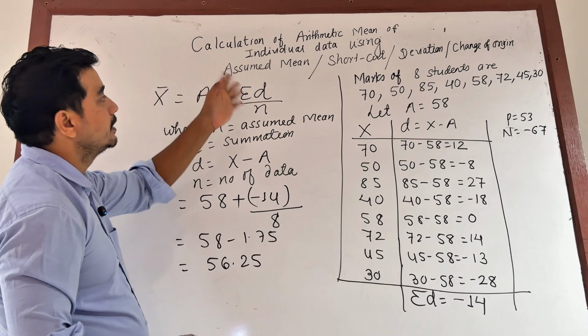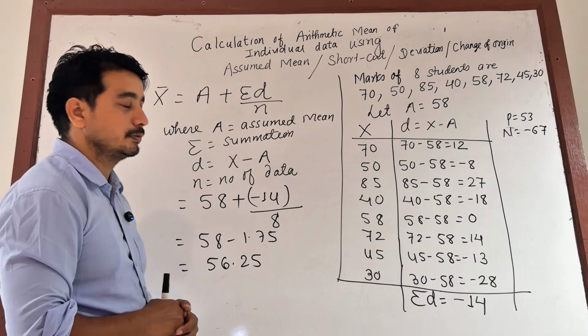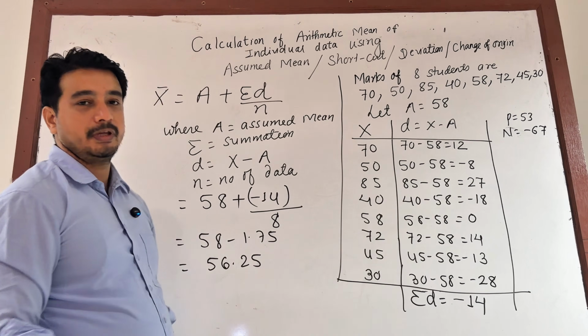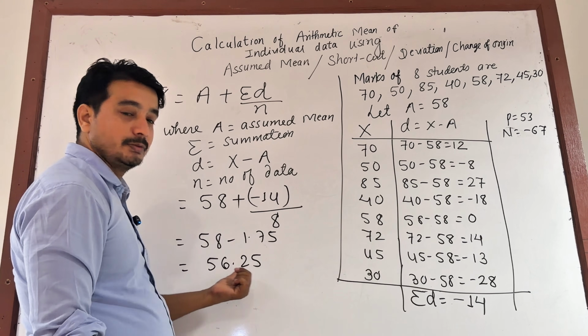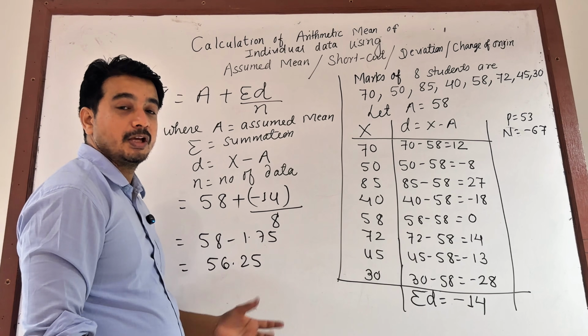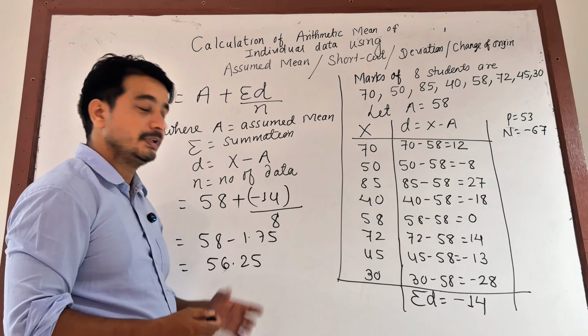So the average marks obtained by the 8 students is 56.25, using the assumed mean, shortcut, deviation or change of origin method. If you assume any data as the mean, you will get the same answer. If you assume 70, you get the same 56.25. If you assume 50, you also get 56.25. So you can assume any data as the assumed mean and you will get the same answer.